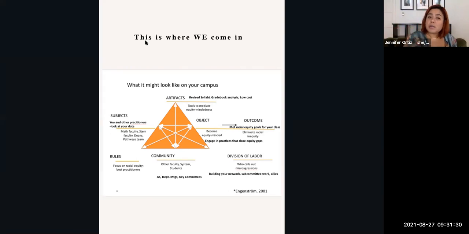The subjects. We're the subjects, right? You and other practitioners looking at their data. I know that we do program review and it's so tedious. We have a few faculty members that have the angelic patience to walk us through this process, but it's important. It's important for us to look at our data and look to see how not just our courses are doing, but our disciplines, and set those goals.